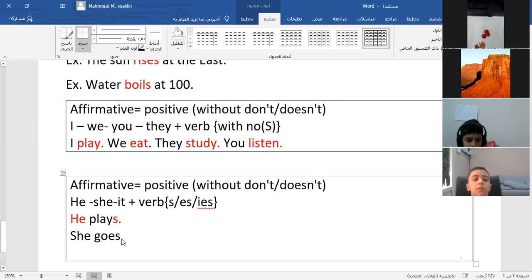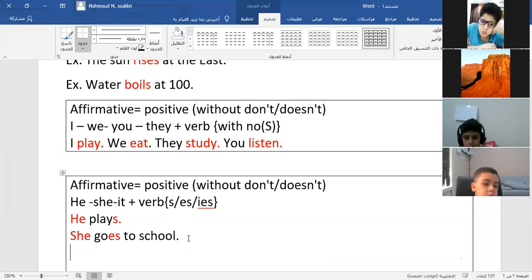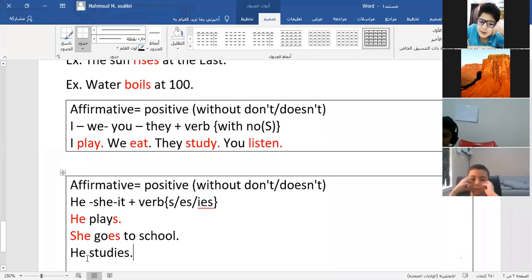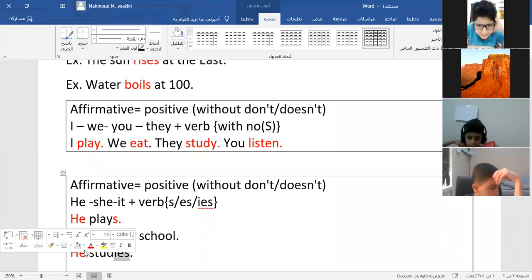Okay, she goes to school. What happened here? The verb go ends with o. The subject is she. And if the subject is he or she or it and the verb ends with o, we add es to the end of the verb. Okay. Let's move to an example if we add ies. He studies. What happened here? The subject is he. And we put ies.